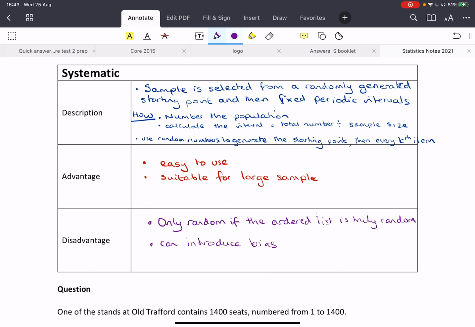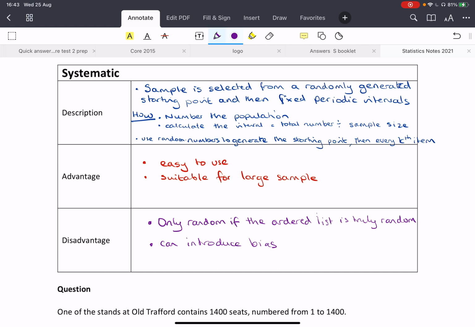thing, but I might generate my starting point to be between 1 and 9. It's not always going to go exactly. Your total number of items in your population divided by your sample size isn't necessarily going to go exactly. You're going to round down maybe, depending. It does depend on the example what you can do about it. But what is important is you randomly generate your starting point. You just don't start from the first one.